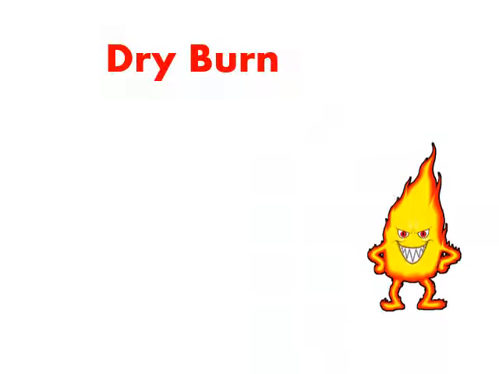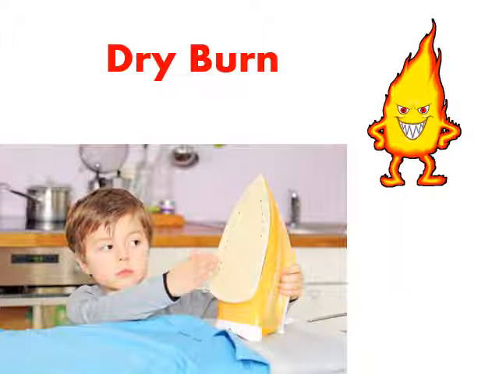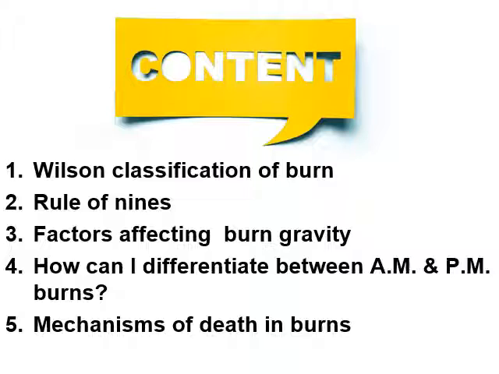So let's begin with the first type, which is called dry burn, and you can see here two causes for dry burn. The first one is flame, and the second one may be the hot metal, like this child touching the hot iron. So the content of the dry burn lecture will be Wilson classification of burn, rule of nines, factors affecting the burn gravity, how you can differentiate between ante-mortem and post-mortem burns, and the mechanisms of death in burns.